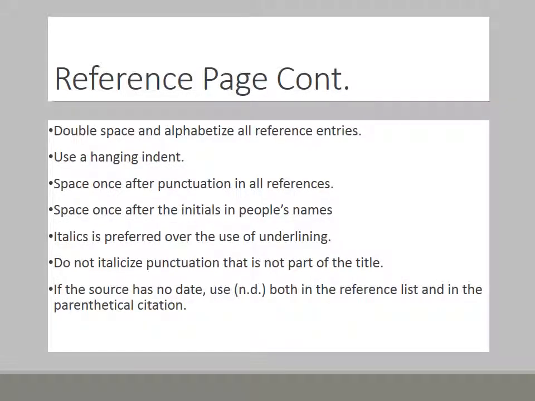So before we start looking at specific reference examples, let's look at a few rules you need to consider. You still double space everything, and all reference entries are alphabetized. Use the hanging indent. This is where you are to space once after punctuation. You do this in all parts of the references. You space once after initials of people's names. This is something that people like to mess up.